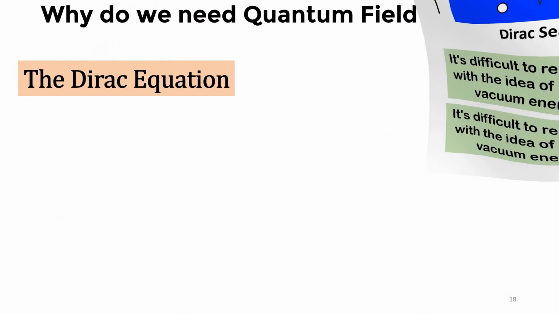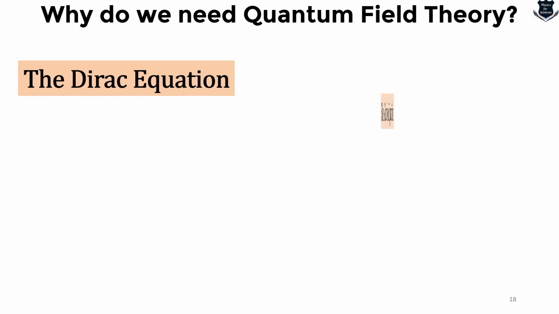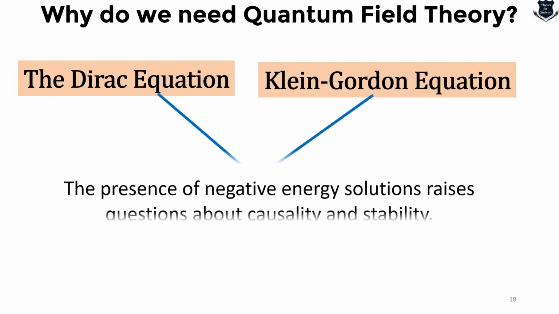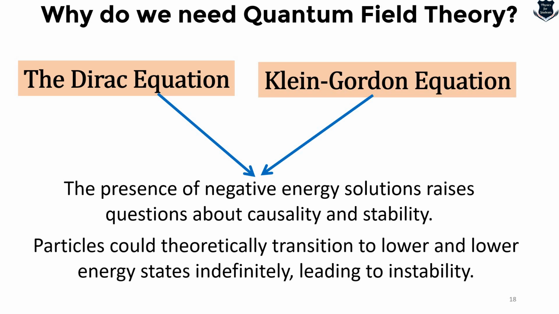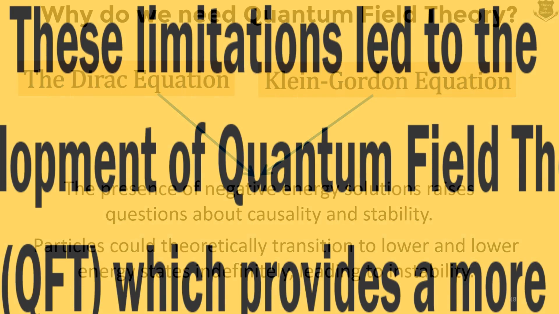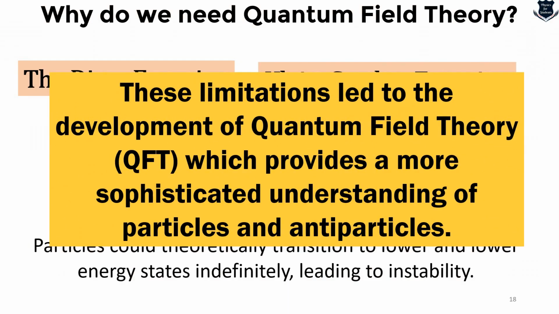Before that, we need to look into our final summary. The Dirac equation and the Klein Gordon equation both actually showed the negative energy solution, which created a problem that particles could theoretically transit to lower energy, which I was stating, and it leads to instability. Now all these problems were the limitations which led to the formulation of quantum field theory, where these problems were eliminated and we get a much brighter sunshine and a sophisticated understanding of particles and antiparticles.